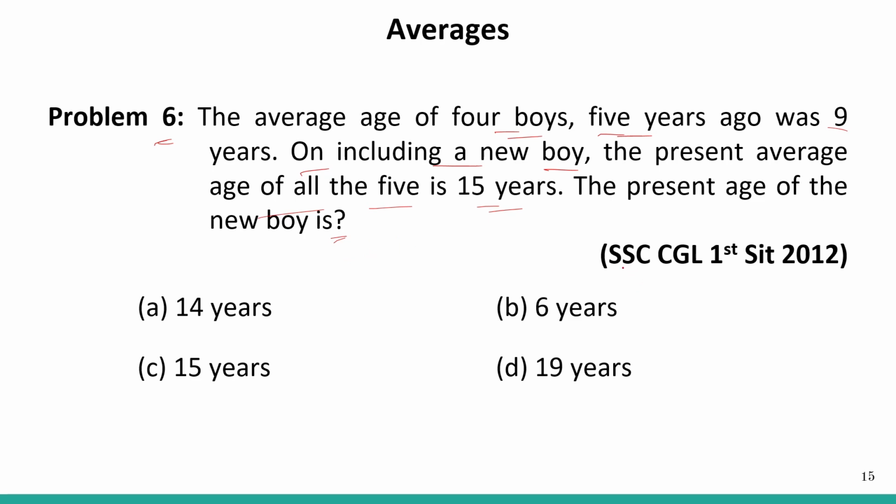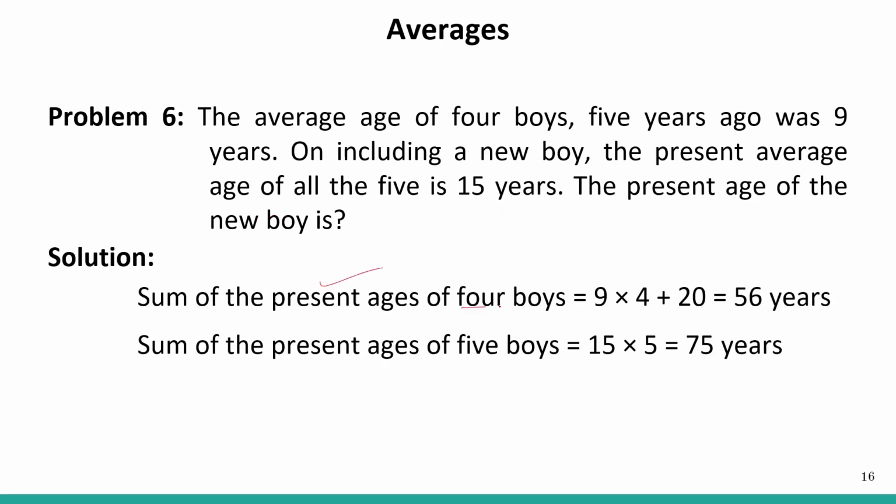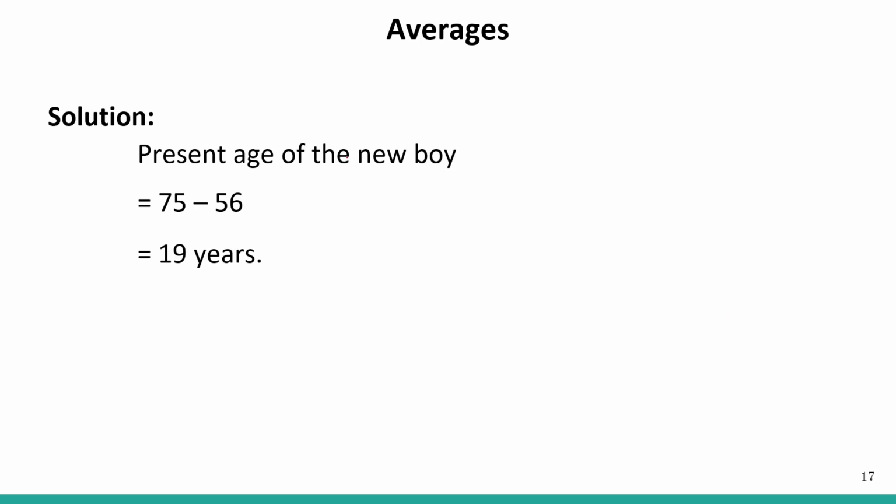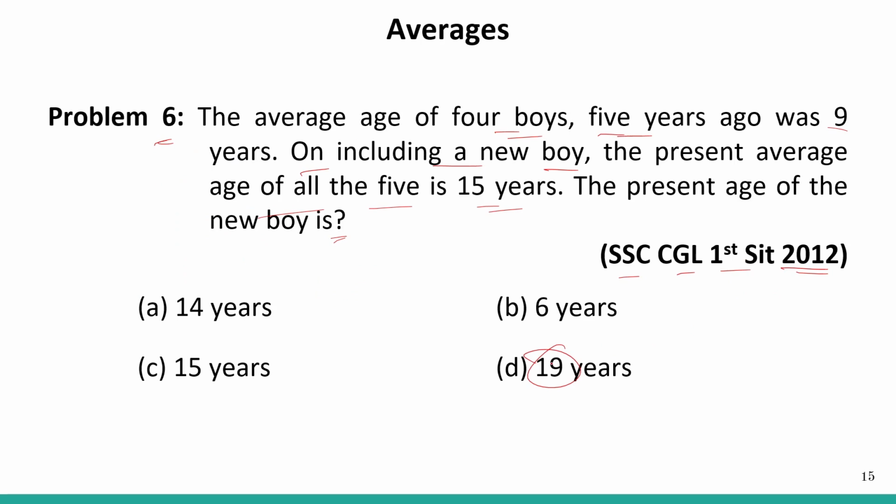Okay. So this question has appeared in the SSC CGL first sitting 2012 paper. The sum of the present ages of the 4 boys is equal to 9 into 4 plus 20, which is equal to 56 years. So the sum of the present ages of the 5 boys will be 15 into 5, which is equal to 75 years. So the present age of the new boy is equal to 75 minus 56, which is equal to 19 years. So 19 years will be the correct answer here.